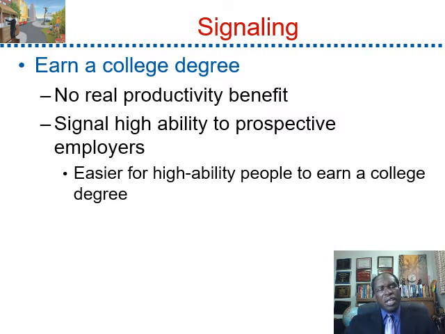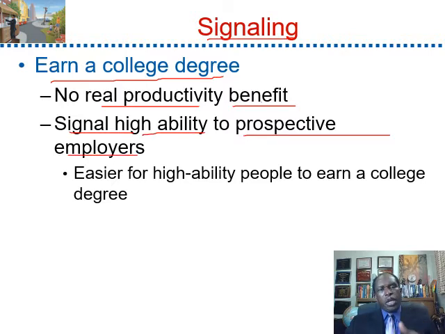Another explanation for different wages is the signaling theory. The signaling theory says that earning a college degree does not provide a real productivity benefit. The degree just displays a signal of high ability. So to a prospective employer, it shows that you have high ability, because it's easier for high-ability people to earn a college degree.